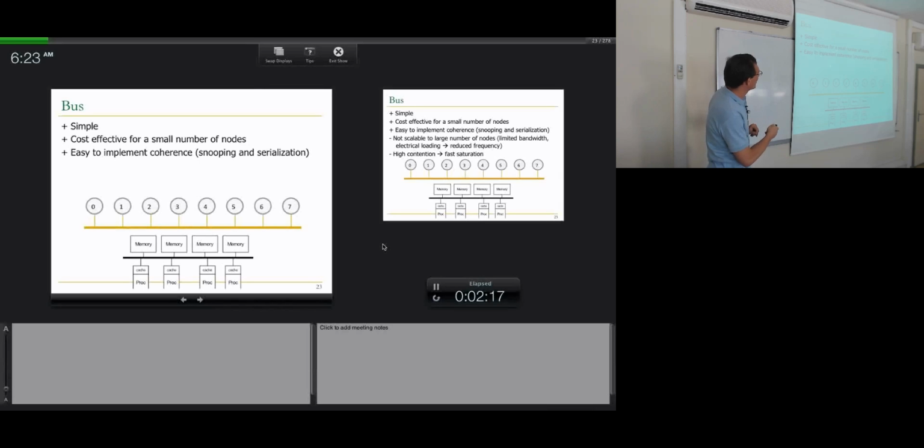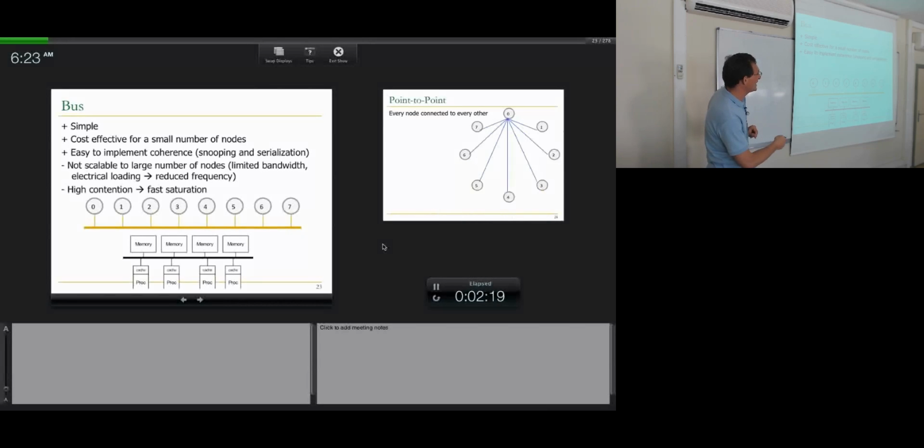It's cost effective for a small number of nodes, but as you increase the number of nodes, this doesn't scale very well. Because as you keep adding nodes, you have limited bandwidth. When one node is transferring, if the other node also needs to transfer, it cannot, because there is only a single bus. You can pipeline the bus, you still limit the bandwidth. So there are two reasons why it's not scalable. First, when there's high contention, with many nodes that need to inject, you get to saturation quickly, because they all need to serialize over this bus.